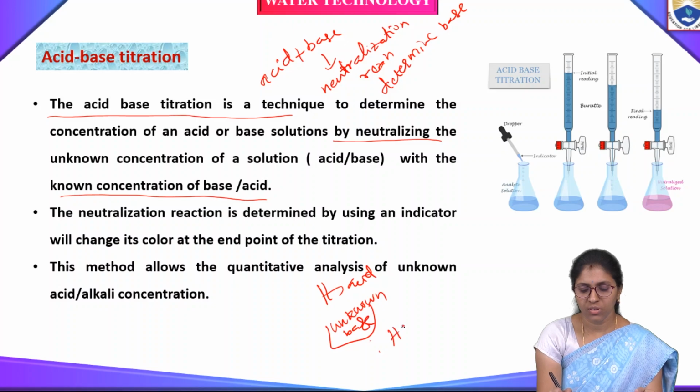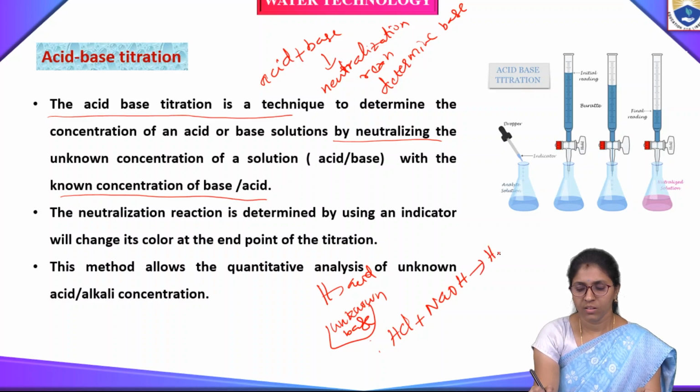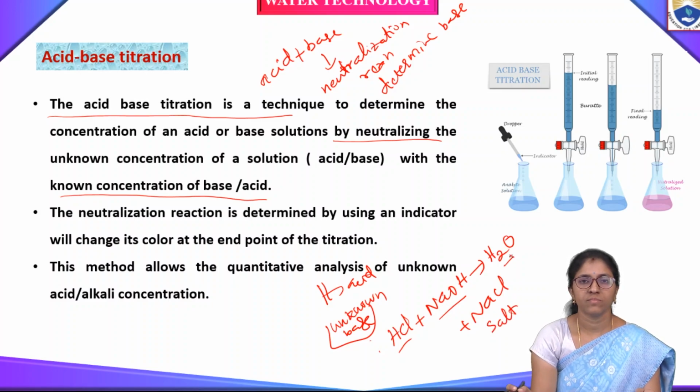For example, the acid is HCl. When it is treated with NaOH, it will form water and sodium chloride. The acid and base react with each other and form salt and water. This reaction is called a neutralization reaction.